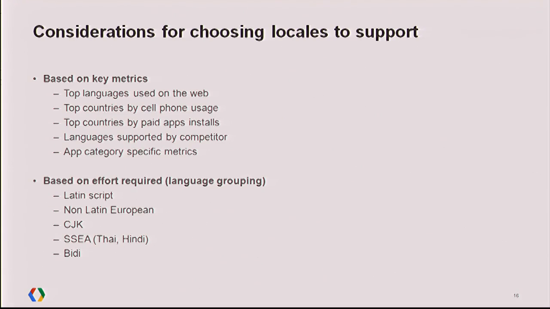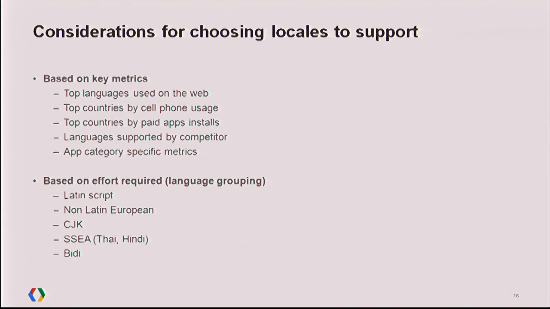So again, there could be a variety of different key metrics that you could base your decision on in terms of which countries or which languages to go after. You could decide based on top languages used on the web, top countries by cell phone usage, or top countries by paid app installs. You could go by what your competitor offers. If a competitor is localized in 15 languages, you might do the same. And then finally, there could be some app-specific metric as well. For example, if you are a game developer, you might want to go by the top countries by paid game downloads.